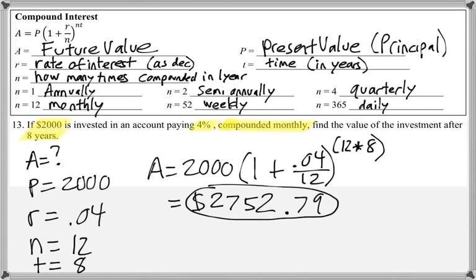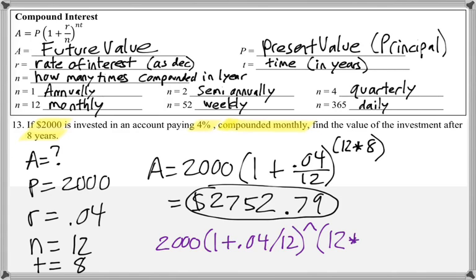If you have the older version of the calculator, then you may need to type it in a little bit differently. So it would be 2,000 times 1 plus 0.04 divided by 12 raised to the 12 times 8. And then you should be able to get the same answer.